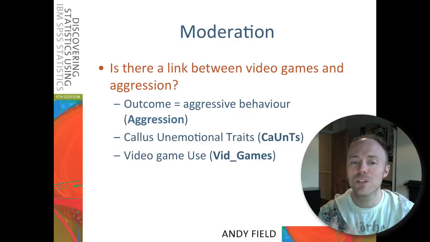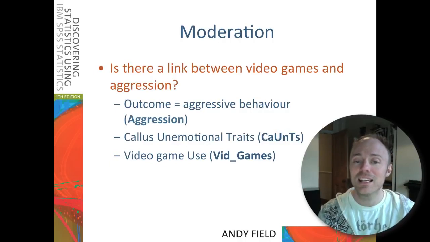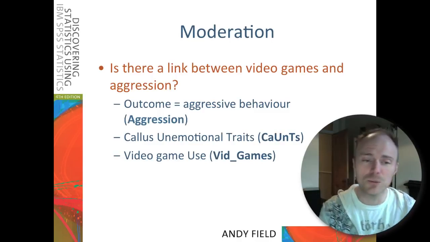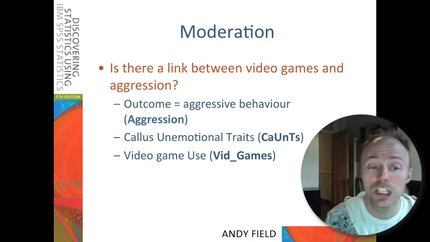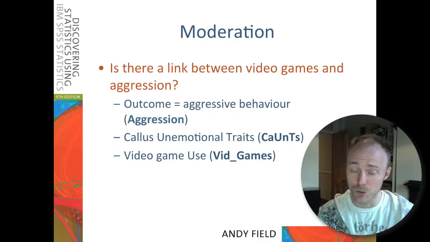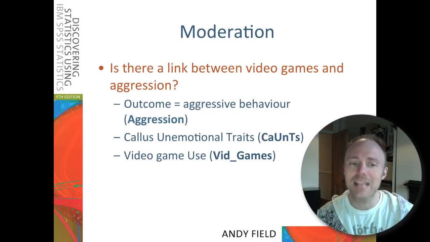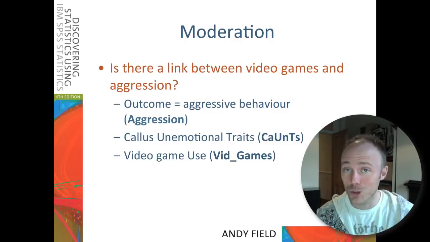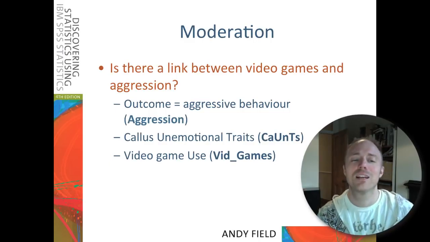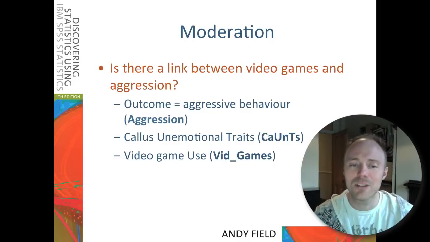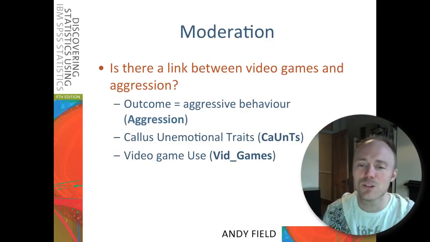Now moderation would be where we're talking about some other variable changing that relationship. So the relationship between video game use and aggressive behaviour is changed in some way, shape or form by some other variable. In the example in the book, the other variable we had is callous and unemotional traits. So this is a dispositional tendency to basically not be a very nice person. And that's also been linked to conduct problems and externalizing problems. So it makes sense that there might be some kind of complex relationship going on between conduct problems or aggressive behaviour, video game use, and these callous unemotional traits.